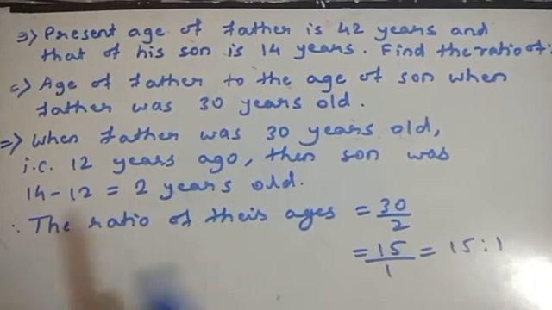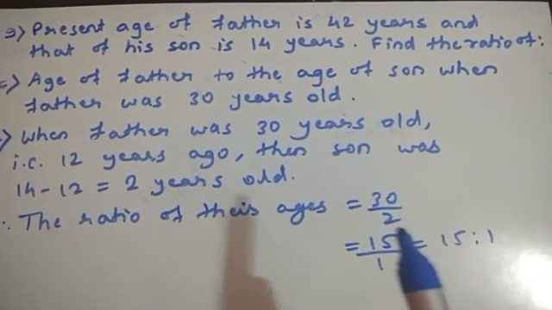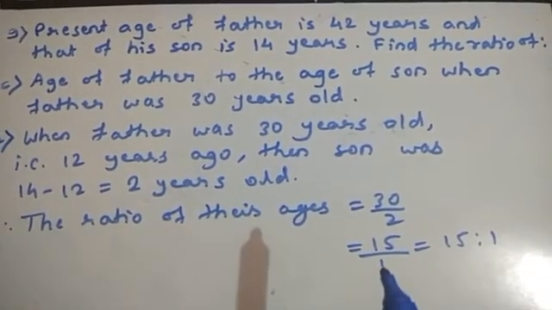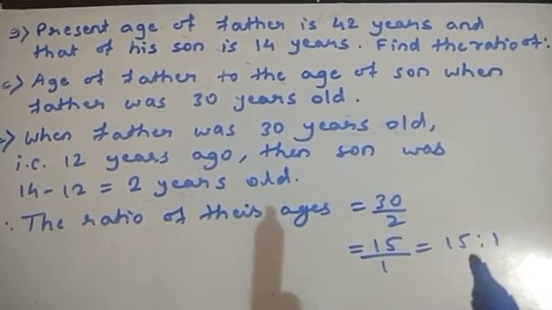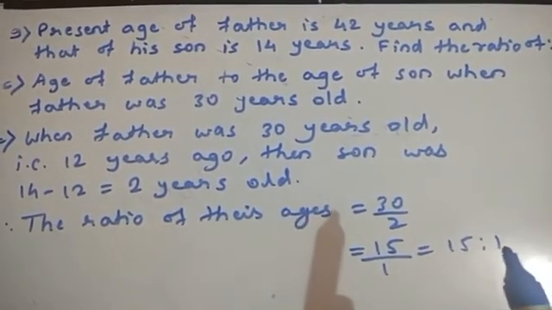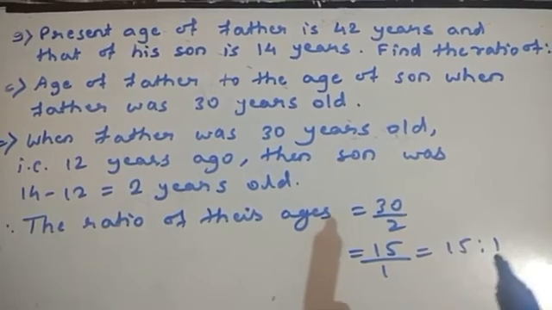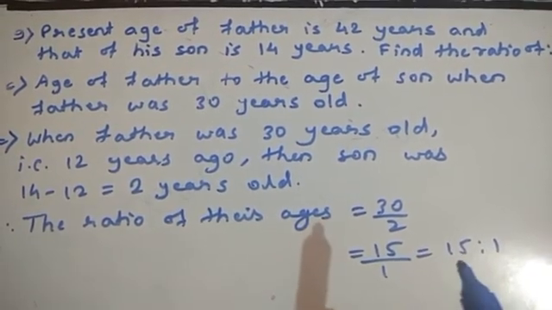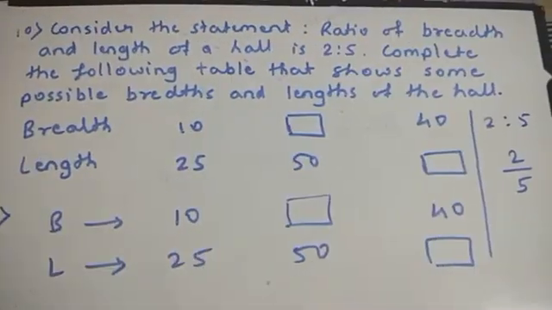Therefore the ratio of their ages is 30 upon 2, that is 15 upon 1. Yes or no? Both numbers are divided by 2, that is 15:1. Therefore the ratio of father to the son when father was 30 years old is 15:1. See here one more question.